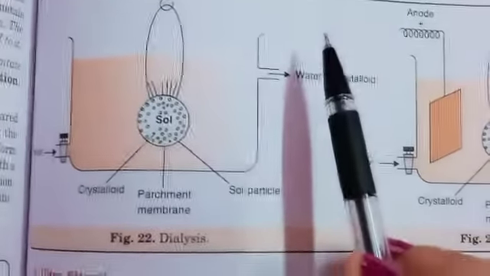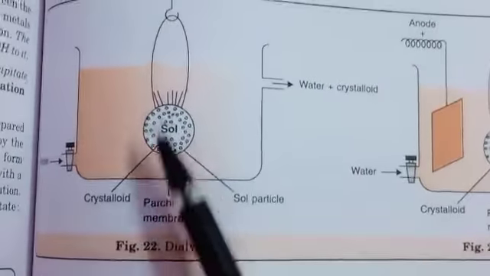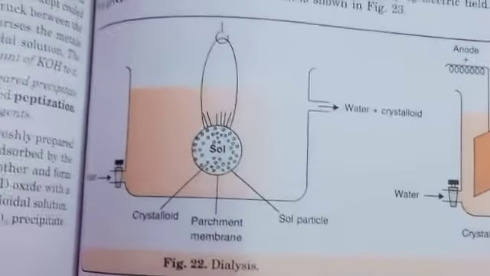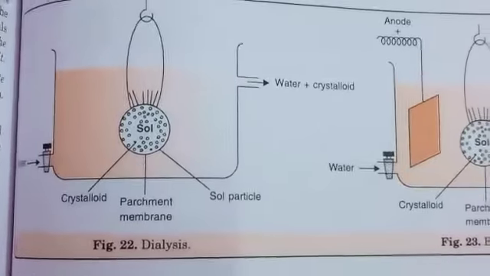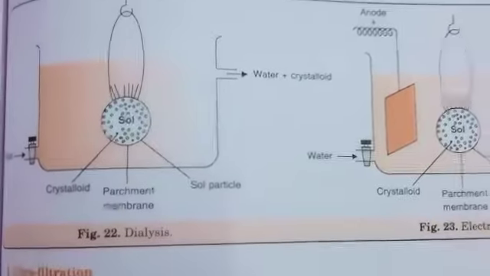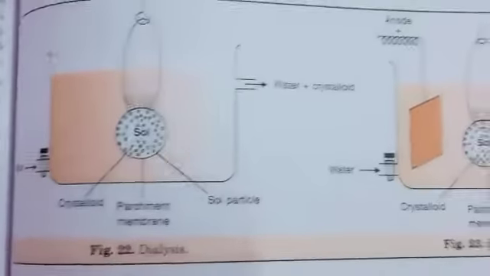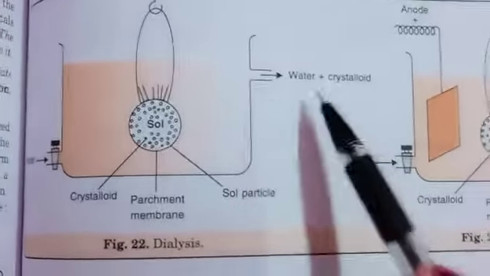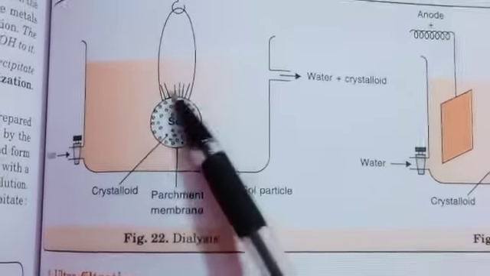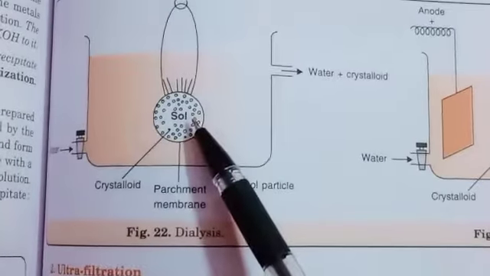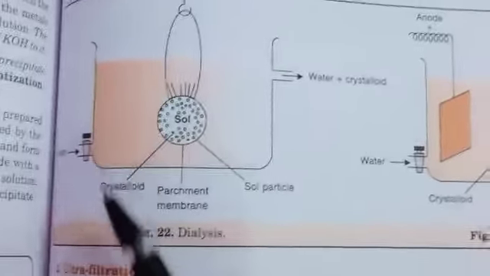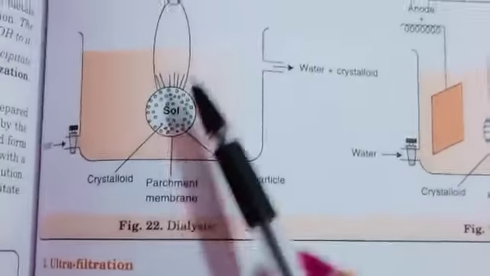Now this is the setup. The principle is based on the fact that colloidal particles cannot pass through a parchment or cellophane membrane, while ions of electrolyte, meaning those crystallites whose size is small, can pass through it. So the colloidal solution is taken in a bag. Just see, this is a parchment membrane, and in this you can take the colloidal solution that we have prepared, in a bag. This is hung up. Now this bag is suspended in fresh water.